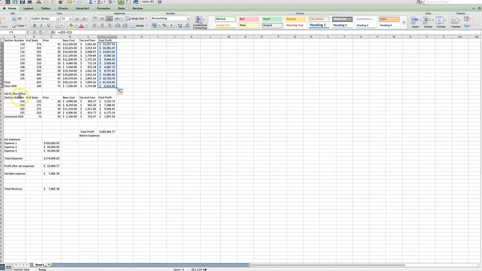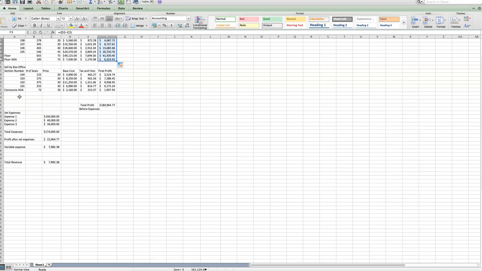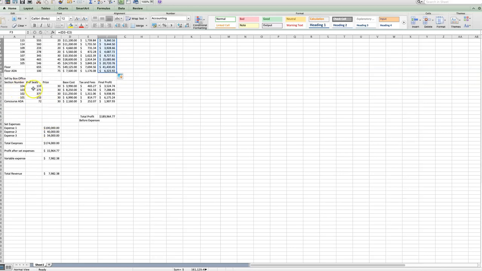Same thing with the box office. However, the taxes and fees are different. So you're going to have base cost, which is the 133 times 30, 275 times 30. Grab a hold of this, pull it down, the numbers will appear.